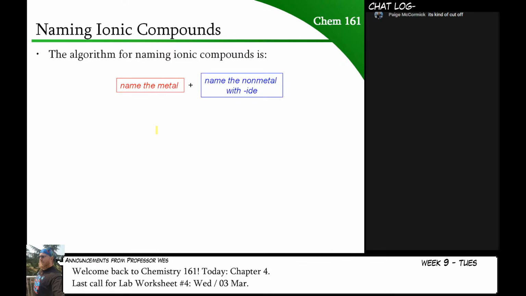So how do you name an ionic compound? It's very simple. There are two boxes here. You are going to drop the name straight into the box and make the modifications as shown. So naming a metal is easy. You just drop its name right in the box. Sodium, aluminum, potassium, lithium, whatever. However, there is a caveat if the metal is a transition metal.